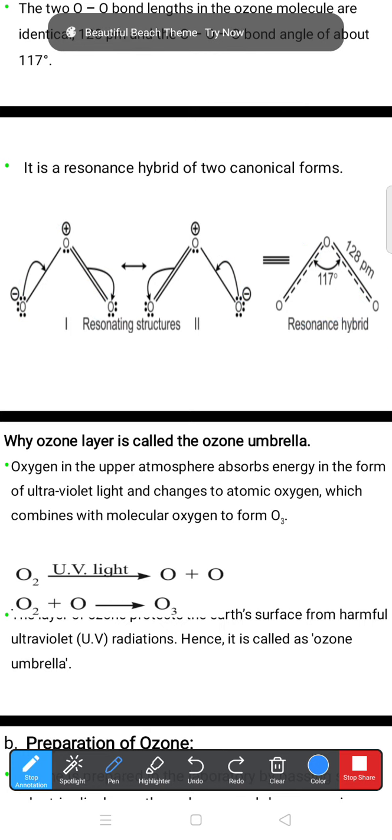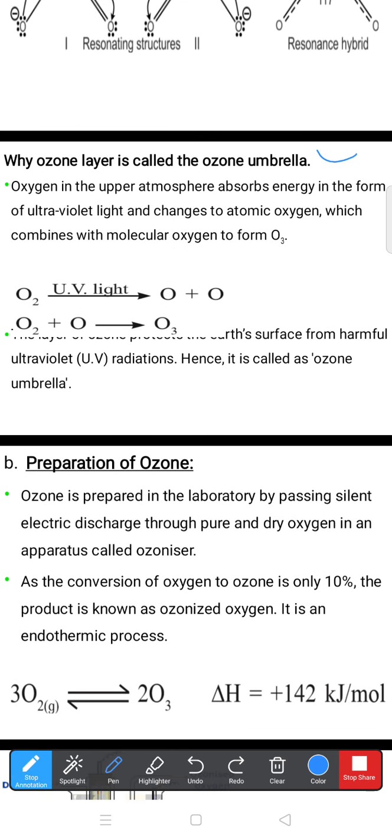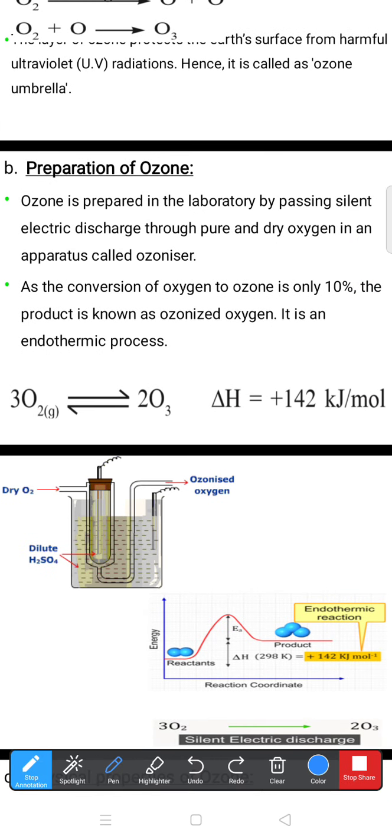Oxygen in the upper atmosphere absorbs energy in the form of ultraviolet light and changes to atomic oxygen, which can combine with molecular oxygen to form O3, ozone. Oxygen O2 in the presence of UV light gives oxygen plus oxygen, and O2 plus oxygen gives ozone. This ozone remains in the upper atmosphere, protecting from the harmful ultraviolet UV radiation. That's why it is called the ozone umbrella, which is very protective for human beings as well as the atmosphere.